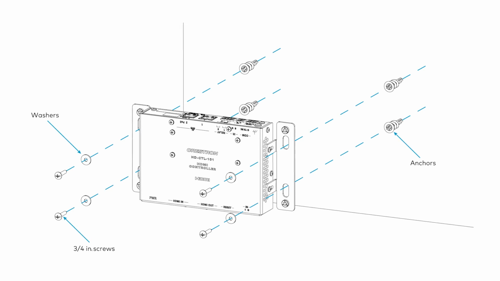To mount the device on the wall, hold it up to the wall and mark the positions of the holes. Once the positions have been marked, you will need to drill into the wall and install the included anchors. Once the anchors are installed, you can use the 3/4 inch screws to mount the device to the wall.